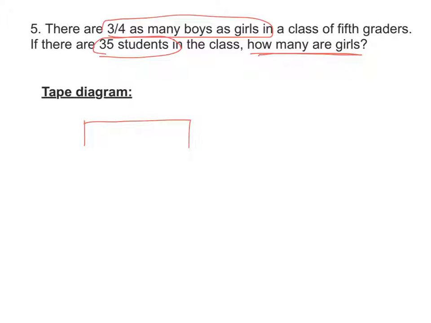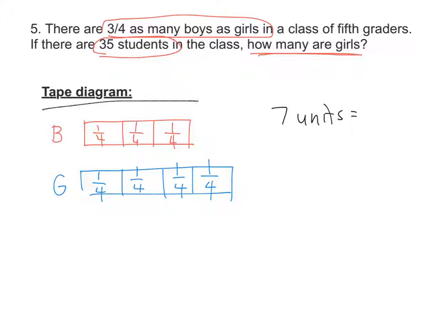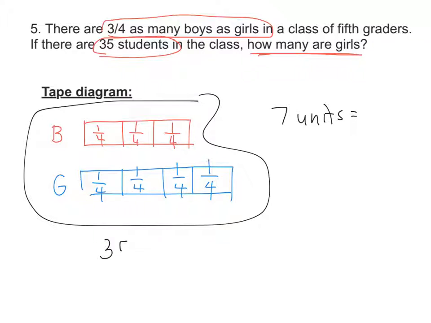If we know that each of these is 1/4, and that's how many boys there are, right? There's 3/4. Do you agree? Okay, so let's write a B here for boys. Then for girls, there must be 4/4. Do you see that? So all together, how many units are there? 7. All together, there's 7 units here. And those 7 units, how many kids are there all together in this class? 35 students.